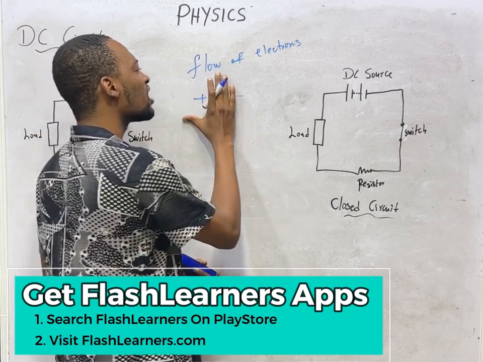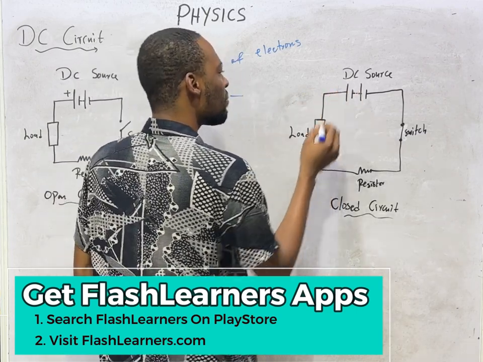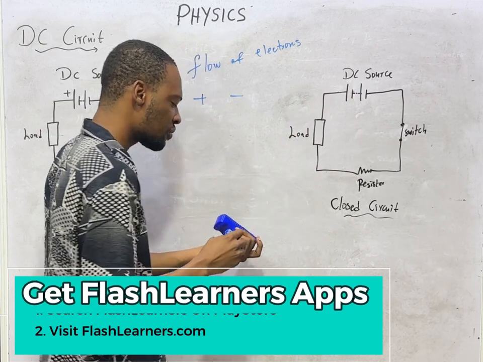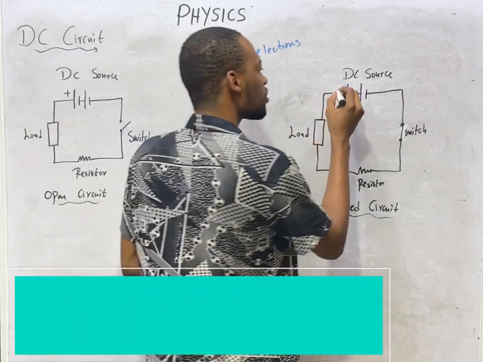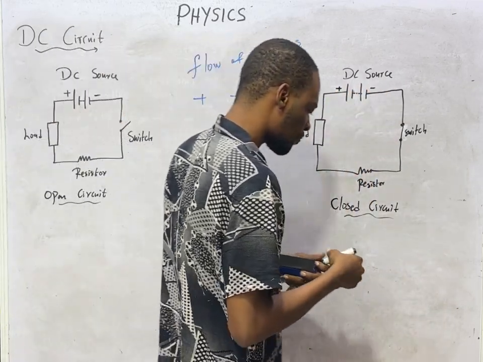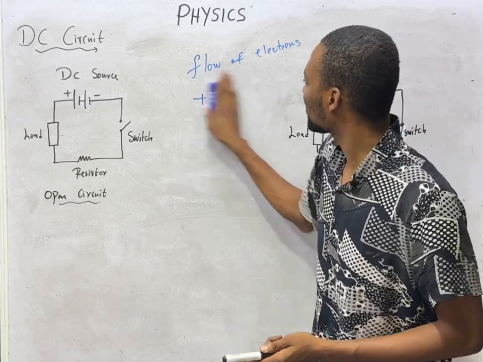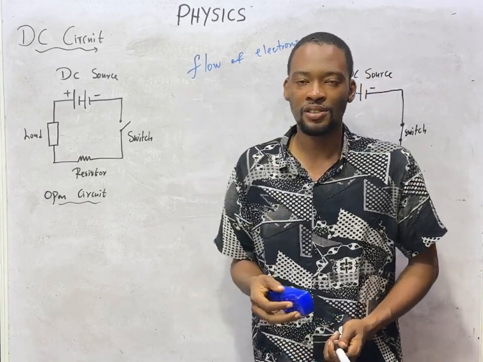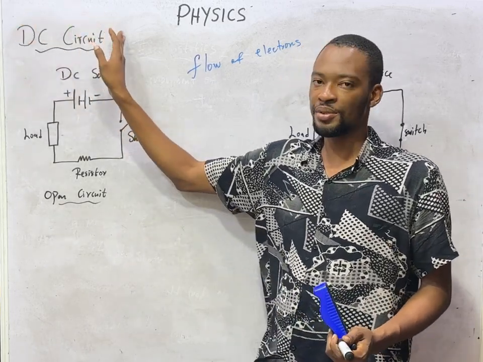Now, current as the flow of electrons, I'll get back to this soon. There's something I'm trying to point out to you, and I'm sure you are going to understand this. Let's look at DC circuits. What is a DC circuit? DC circuit: direct current and circuit.